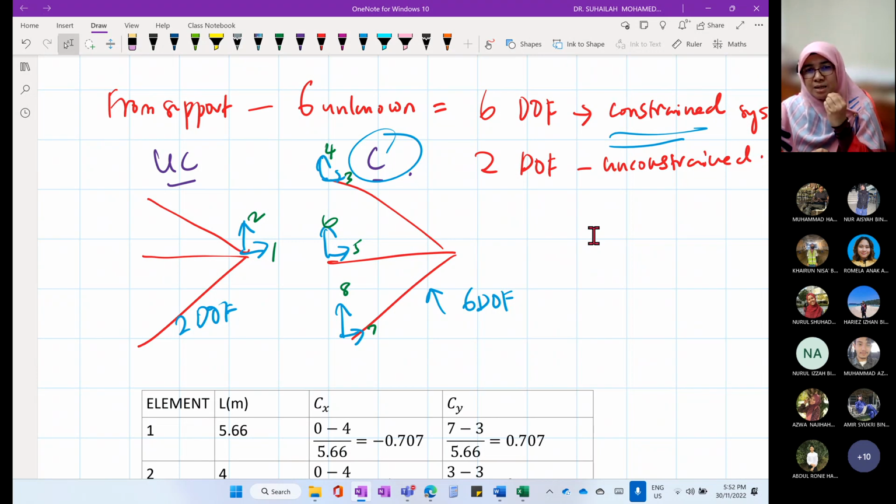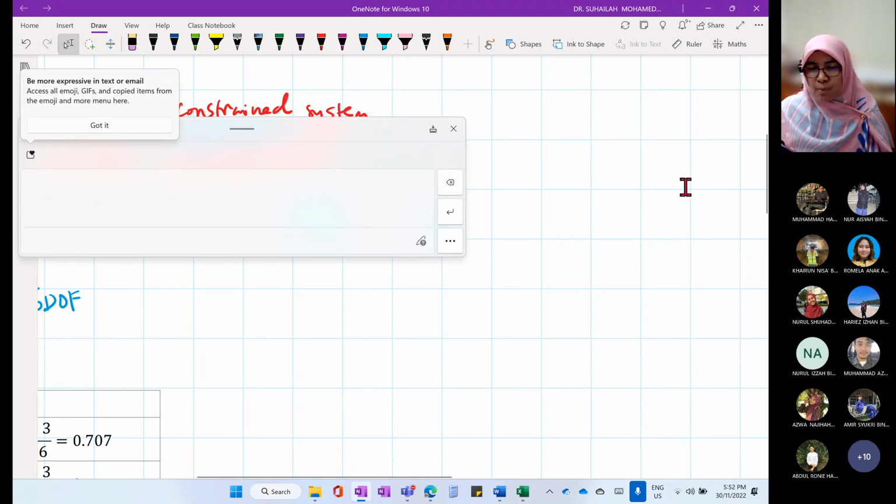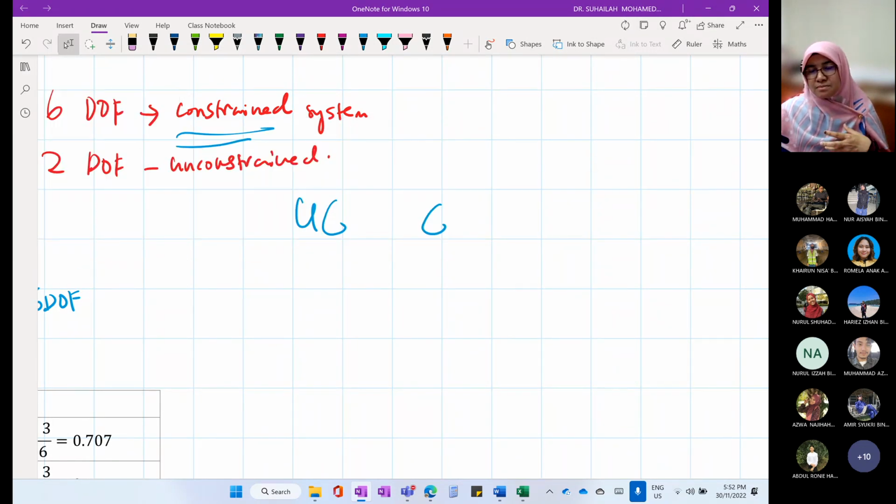So the unknown displacement is located in the unconstrained system. The conditions are opposite between unconstrained and constrained. Unconstrained means no support. No support means the node can move. A pin support means displacement equal to 0, because of the support there is no movement.